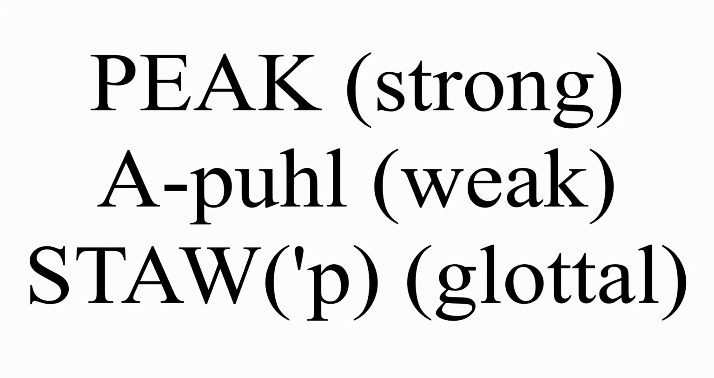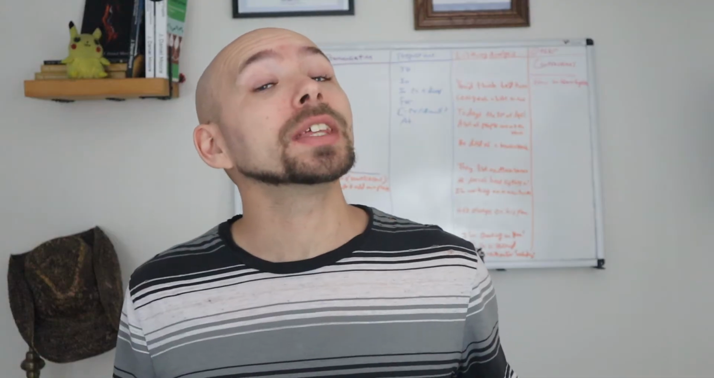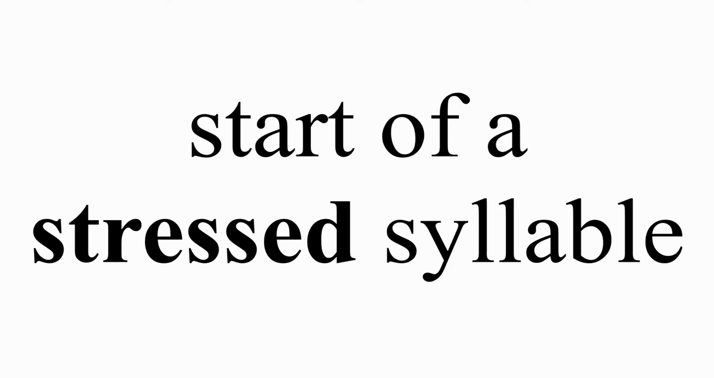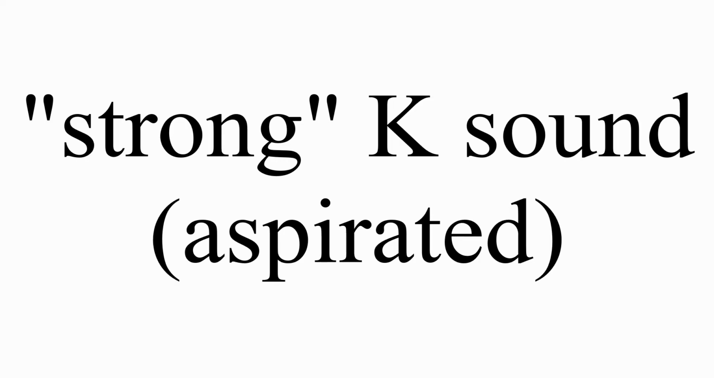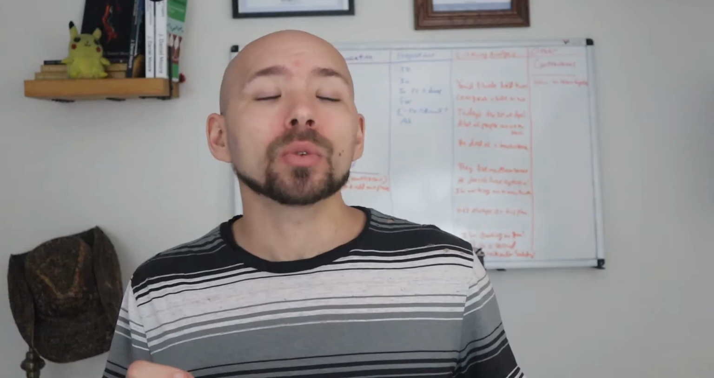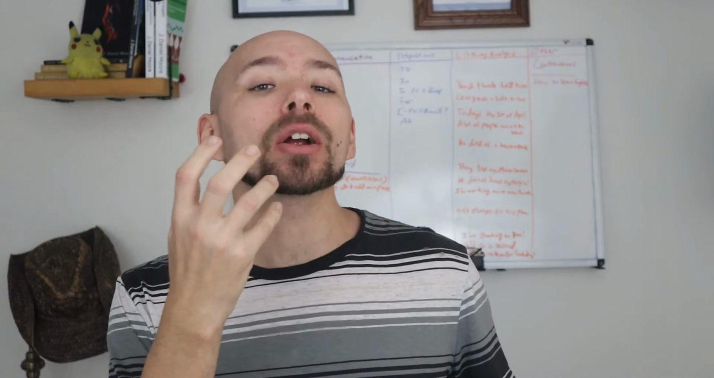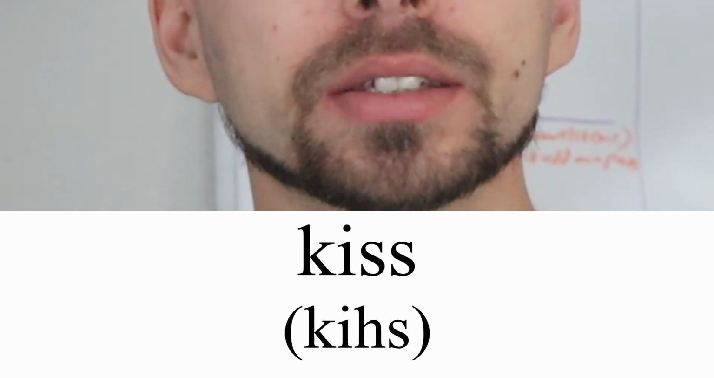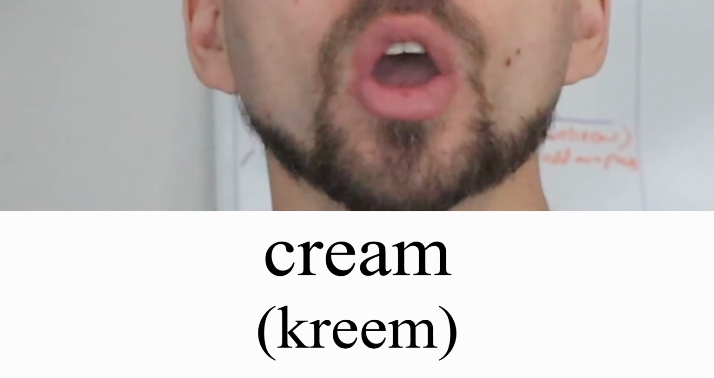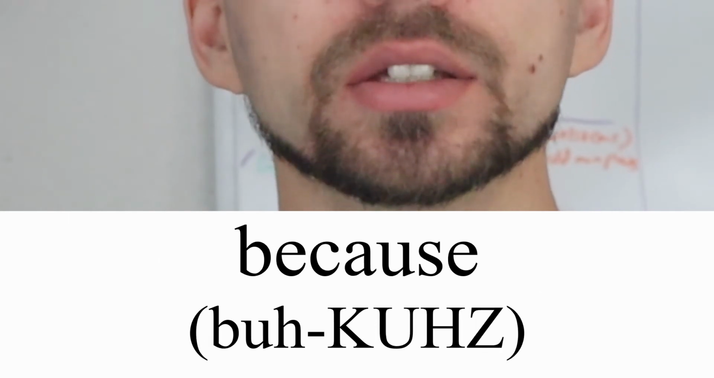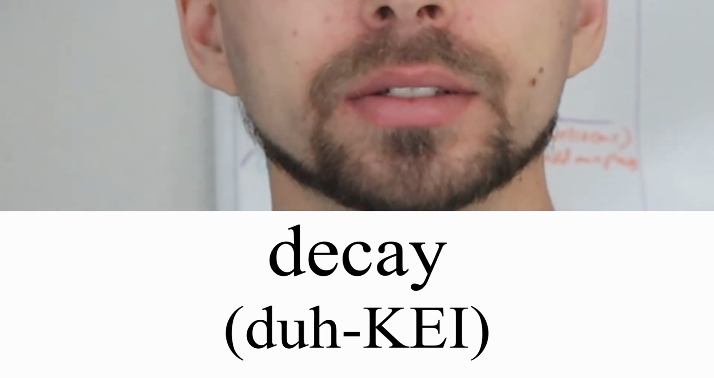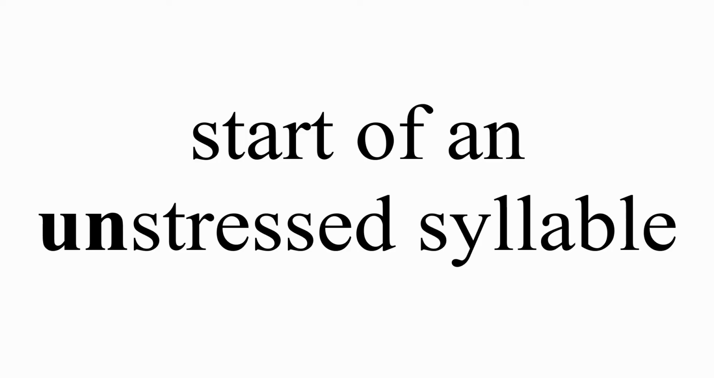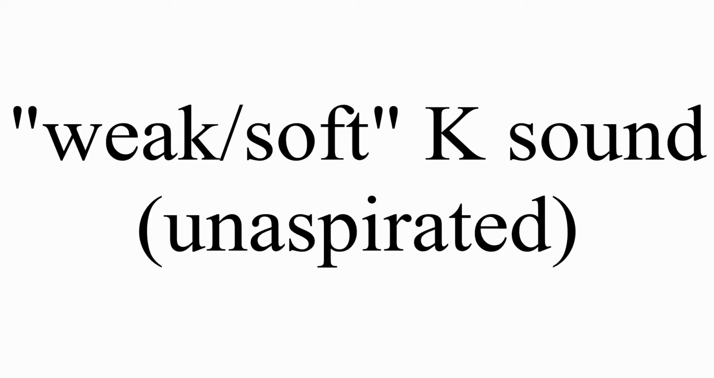Just like with the P sound, we're going to follow all of the exact same rules. So if the K sound is at the start of a stressed syllable, even if that syllable is in the middle of the word, it will be stronger. It will be aspirated, which means we want to hear the force of air behind it. For example, cat, kiss, cream, record, because, decay.